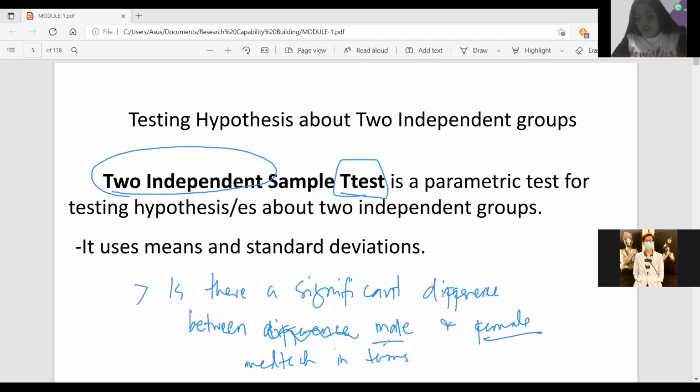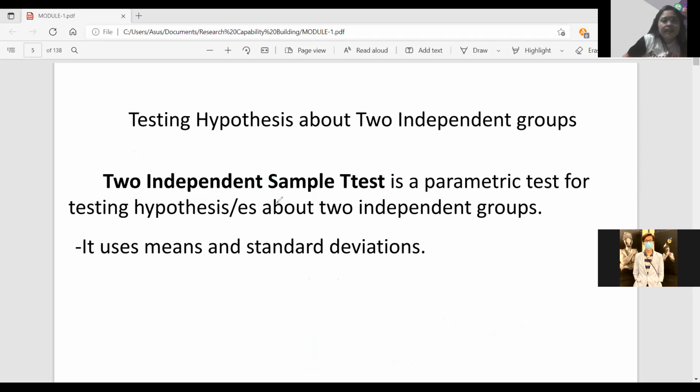Male and female are different. These are different respondents, all male in one group, and all female in the other. So their answers have nothing to do with the other group. Okay? Now, this t-test is a parametric test. I don't know if you have heard about that in your statistics subject. But if you have forgotten, let's have a review between parametric test and non-parametric test.